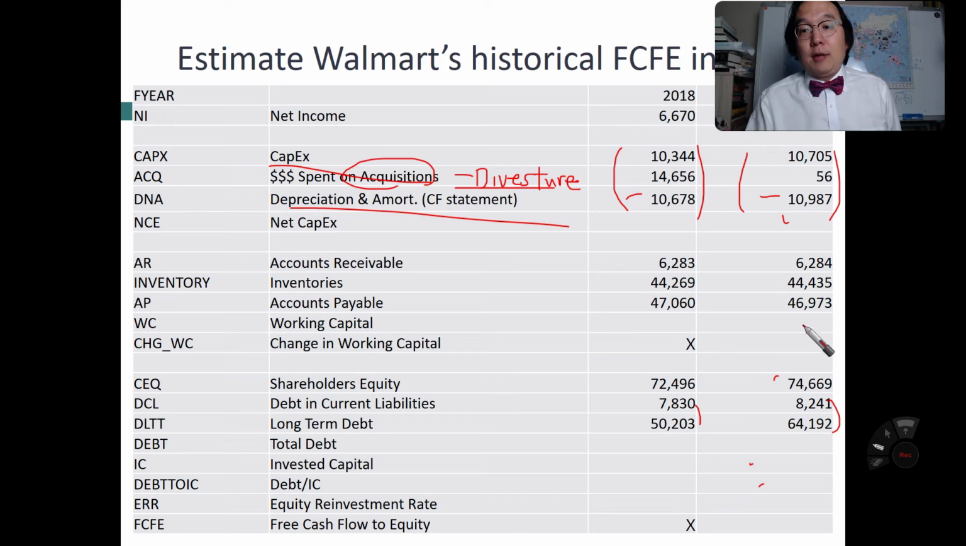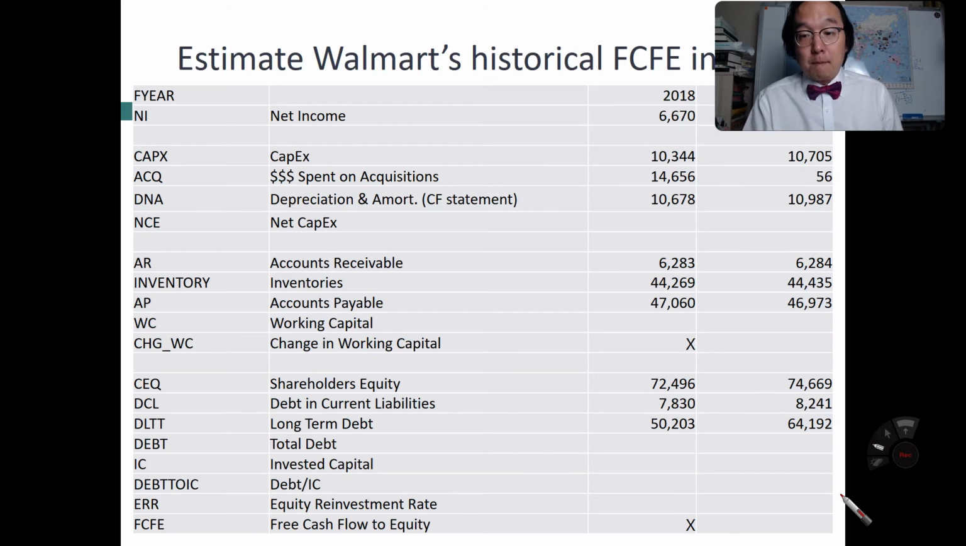Change in working capital. First of all, calculate your working capital. You need only 3 items: AR plus inventory minus AP. So this should happen. You'll get those 2. And the change over here should be this guy minus that guy. 2019 minus 2018 should be on 2019. Okay, that's the change. Once you have the change in net working capital, you have NCE, then you will be able to compute ERR, and then you will be able to compute free cash flow to equity.